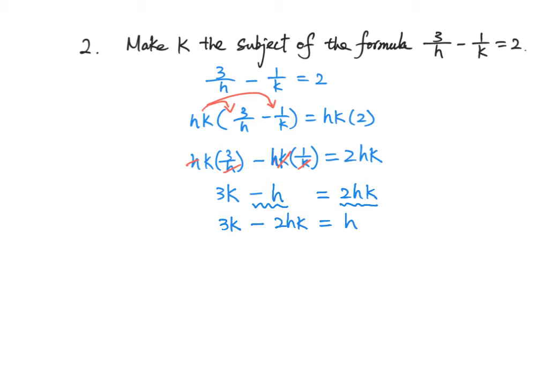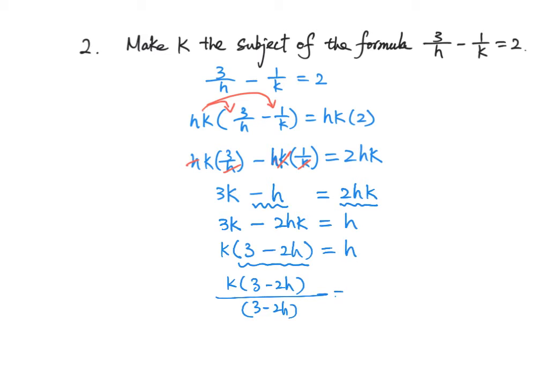Now, because there is more than one term including the subject K, we need to take out a common factor. Take out K: 3 is left for the first term, and the second term should be negative 2H, equal to the right hand side H. Now I want to move the whole bracket to the other side. Change sign, change operation. Here is multiplication, changed to the right hand side it should be division. So you divide by the whole bracket on both sides, 3 minus 2H. So H divided by 3 minus 2H.